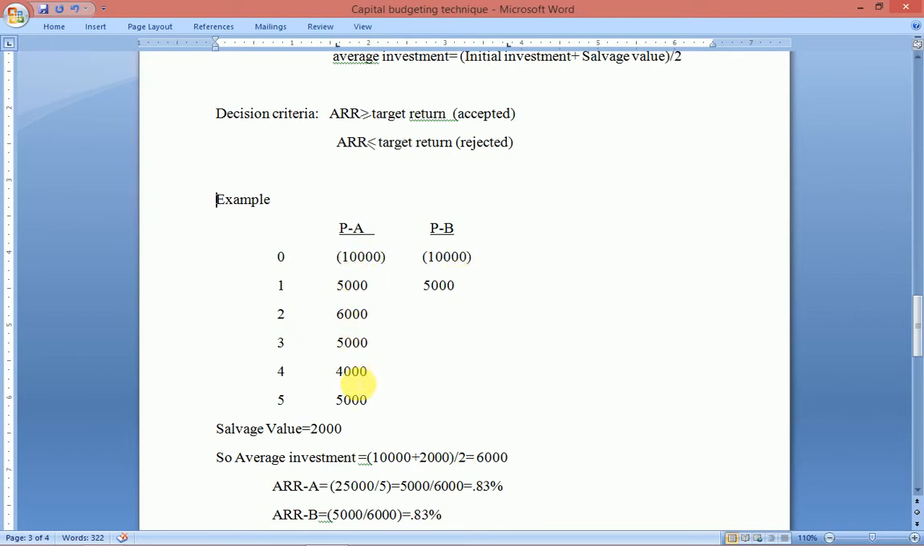If you see the example of project A and project B, both have 10,000 initial investment. Project A has profits over 5 years, and project B has only one profit, that is in year 1, 5,000. The salvage value is only 2,000, that means the value of the asset after all depreciation. So we can find the average investment, that is initial investment plus the salvage value divided by 2, and you get an average investment of 6,000 taka.